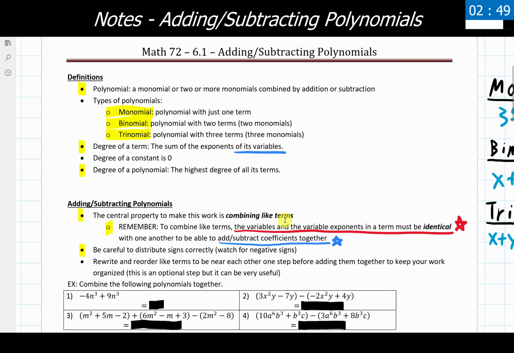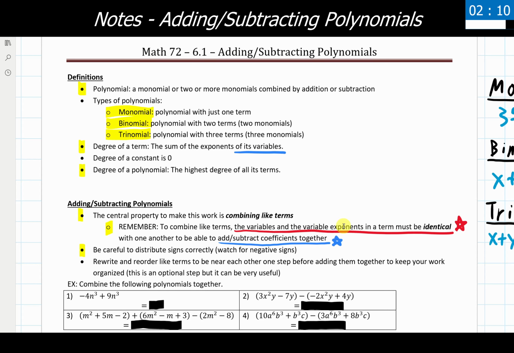Now our definition for like terms is that the variables and the variable exponents in a term must be identical with one another. This part here, if you are writing this down for yourself, which I highly recommend that you are doing, put some underlines, put some stars by it. This right here is the make it or break it step with adding or subtracting polynomials and like terms together. They have to have the exact same variables in the terms, and the variables must have the exact same exponents for all of the variables.